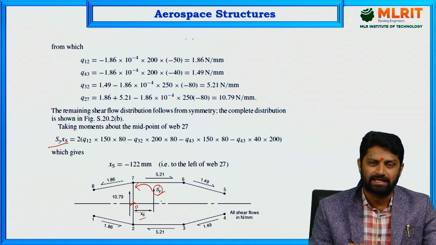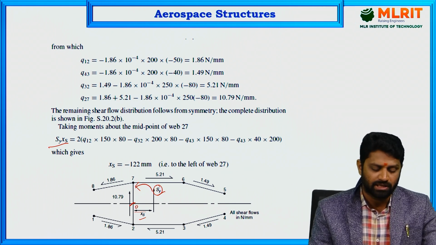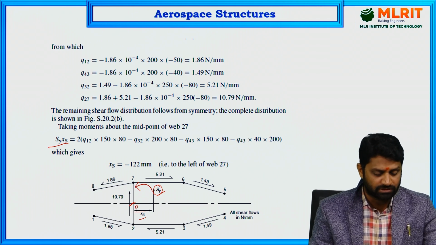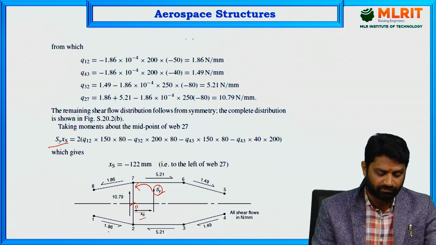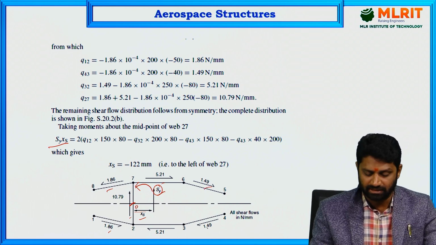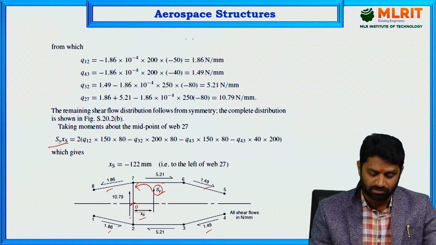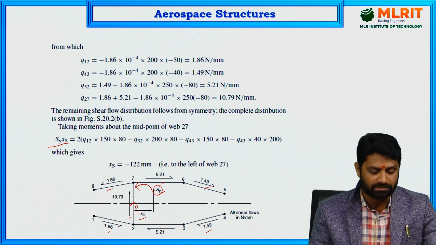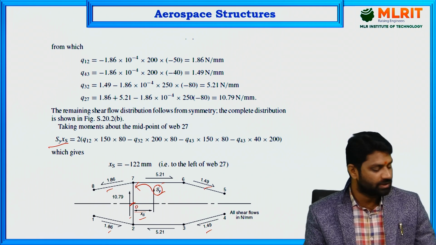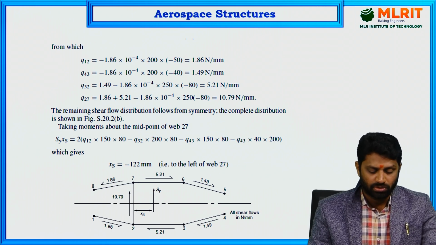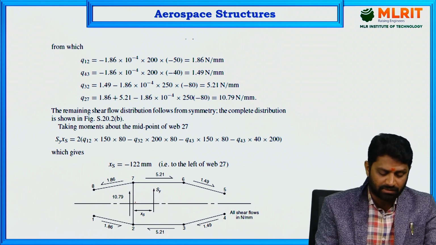The next term we write is the moment due to shear flow. There are a lot of shear flows here, starting from 1, 2, 2, 7, 7, 8 and 6, 7, 5, 6, and then 1, 9, 4, 3 as well as 3, 2. It's very important to decide which shear flows you need to consider.